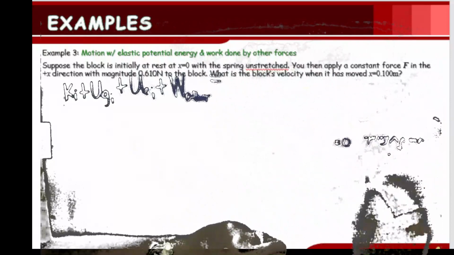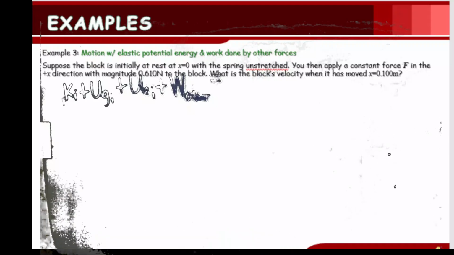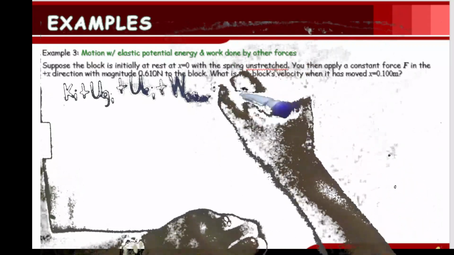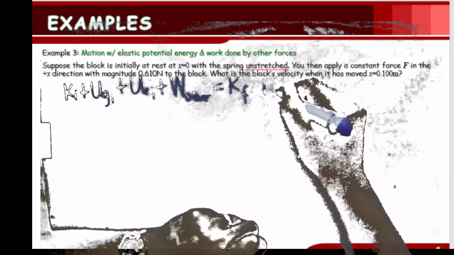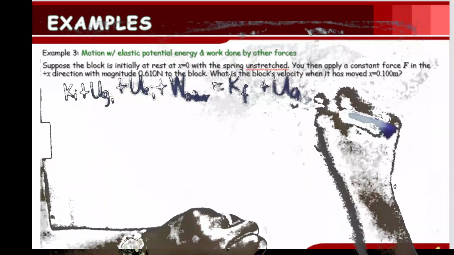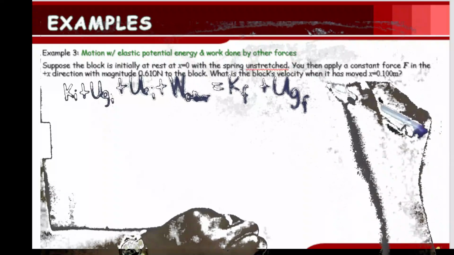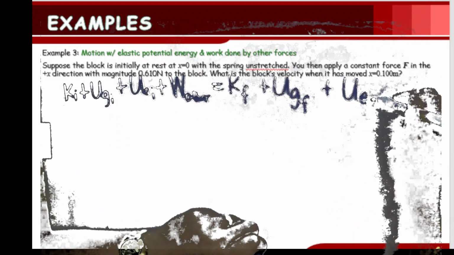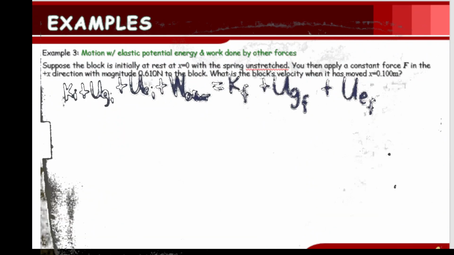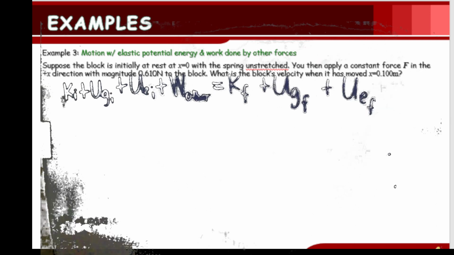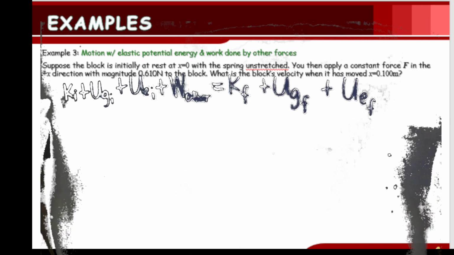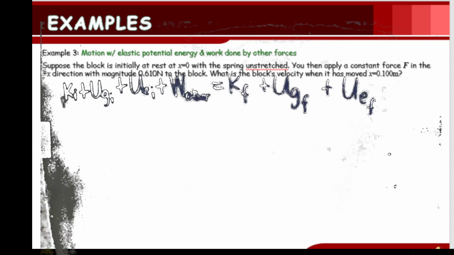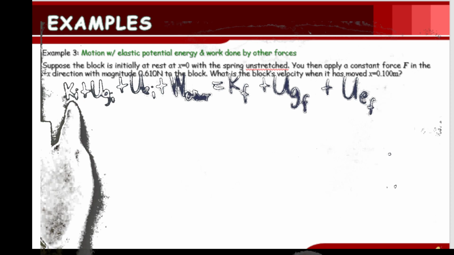May gamay kay atong board. This is equal to, okay, the final values: final kinetic plus final gravitational plus final elastic. Okay, the next step, we already have identified the equation that we can use. The next step is to cancel out those terms para masimplify ang ato ang solution. Naabatay initial kinetic energy.